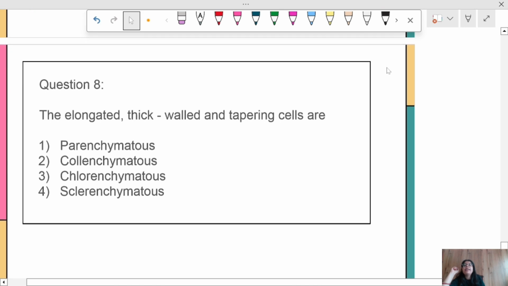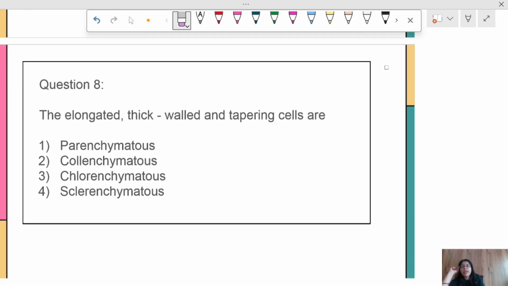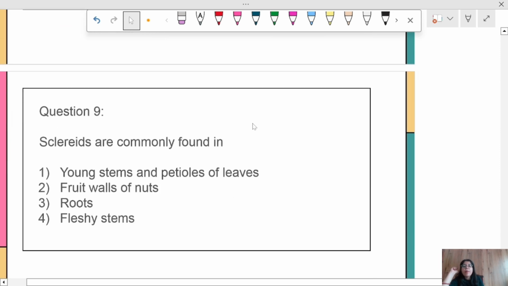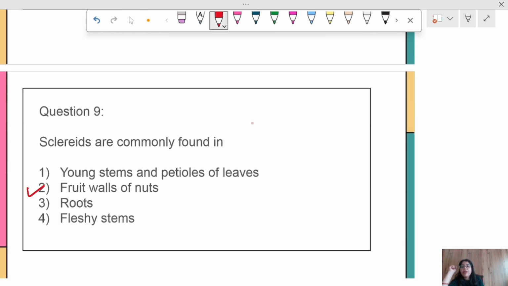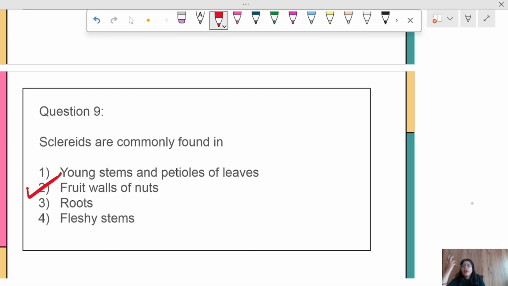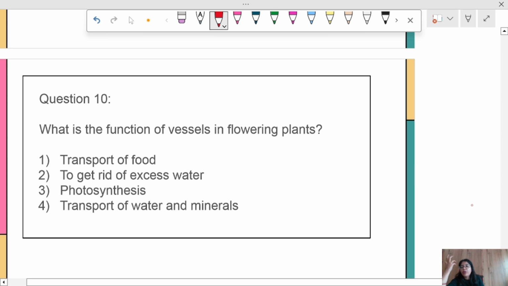The elongated, thick-walled, tapering cells are, elongated, thick-walled as well as tapering. This is about sclerenchyma. They are elongated, they are thick-walled, and they are tapering, and fiber, right? Sclereids are commonly found in fruit walls of nuts. Can you tell me some other places? You can see them in the pulp of guava, sapota, and pear, in the leaves of tea, and in legumes also.